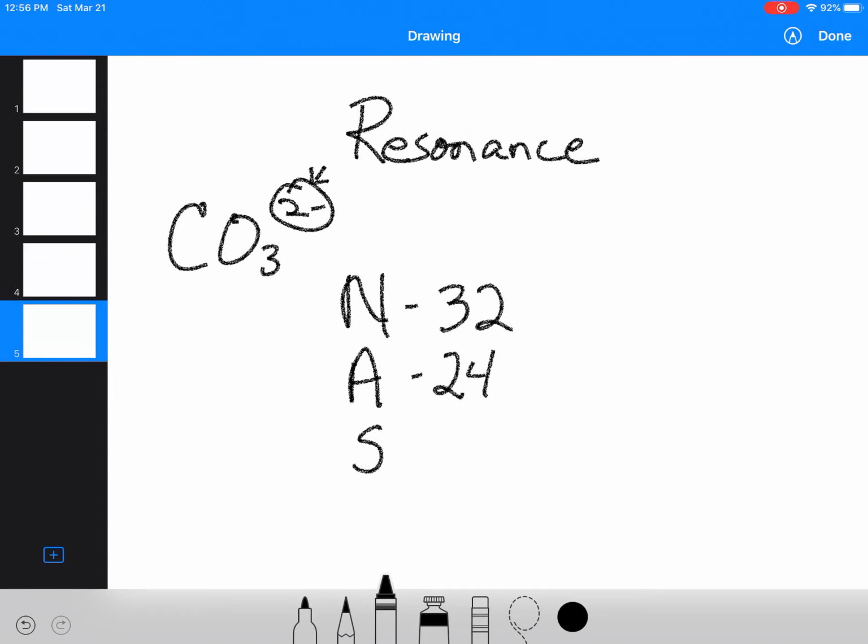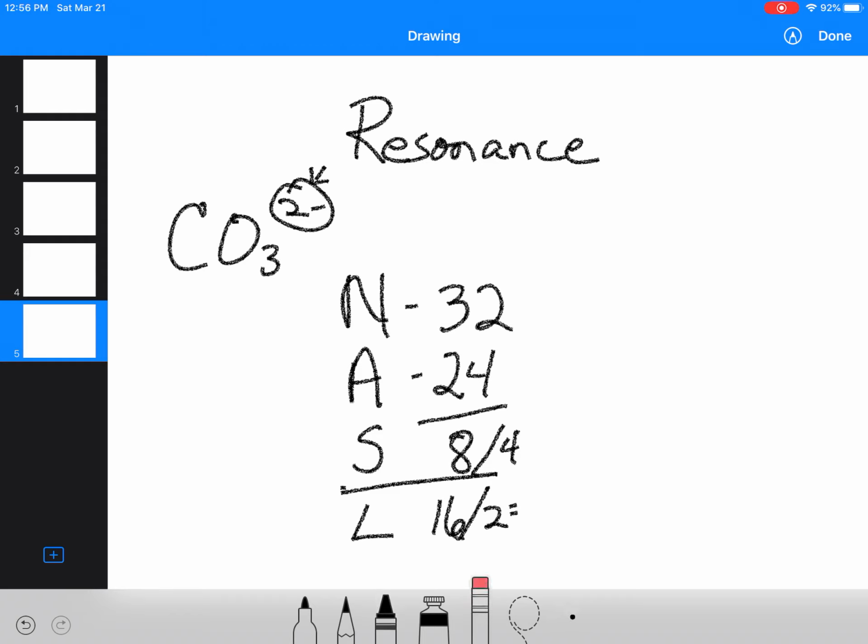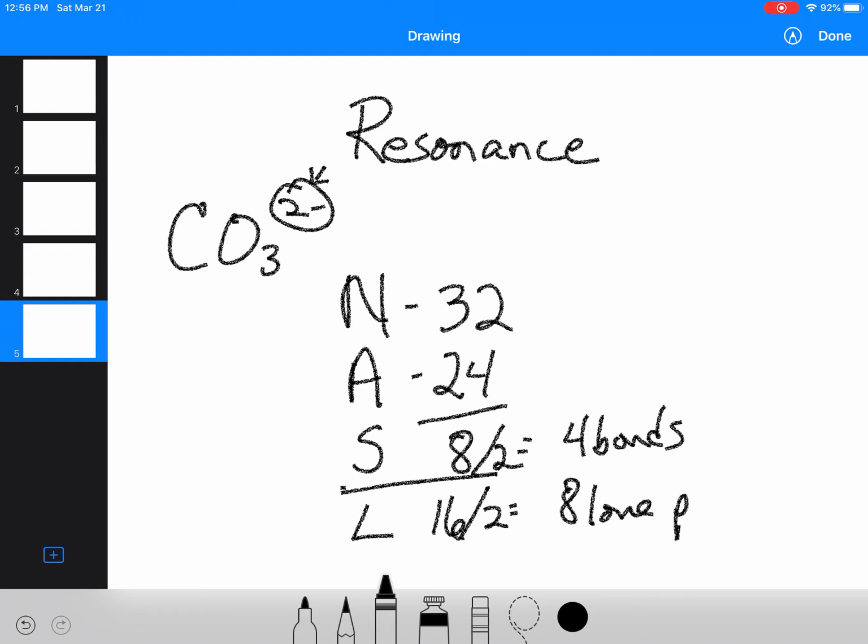And then I am going to have to share 8. And I'm going to have 24 minus 8, 16 left over. That will give me 4 bonds, and that will give me, oh, that was a mistake right there, hold on. That should be divided by 2. So I'm going to get 4 bonds, and I'm going to have 8 lone pairs.